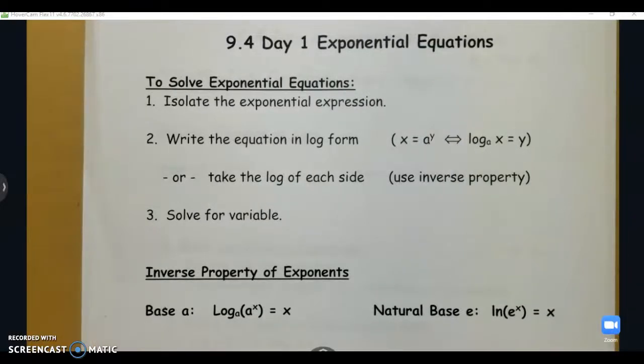This is 9.4 notes. I'm going to do both day 1 and day 2 in the same video. So if you are here for day 1, you will stop after I'm finished with part 1. And if you're here for day 2, just skip ahead to the second set.